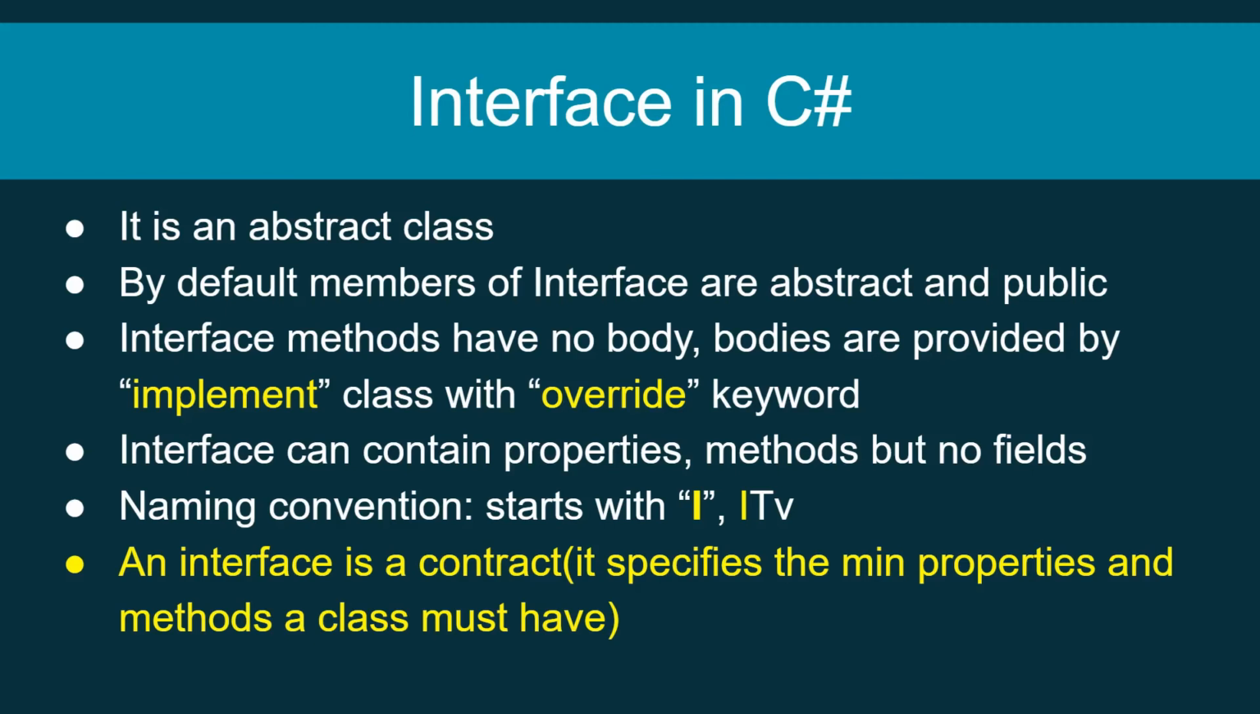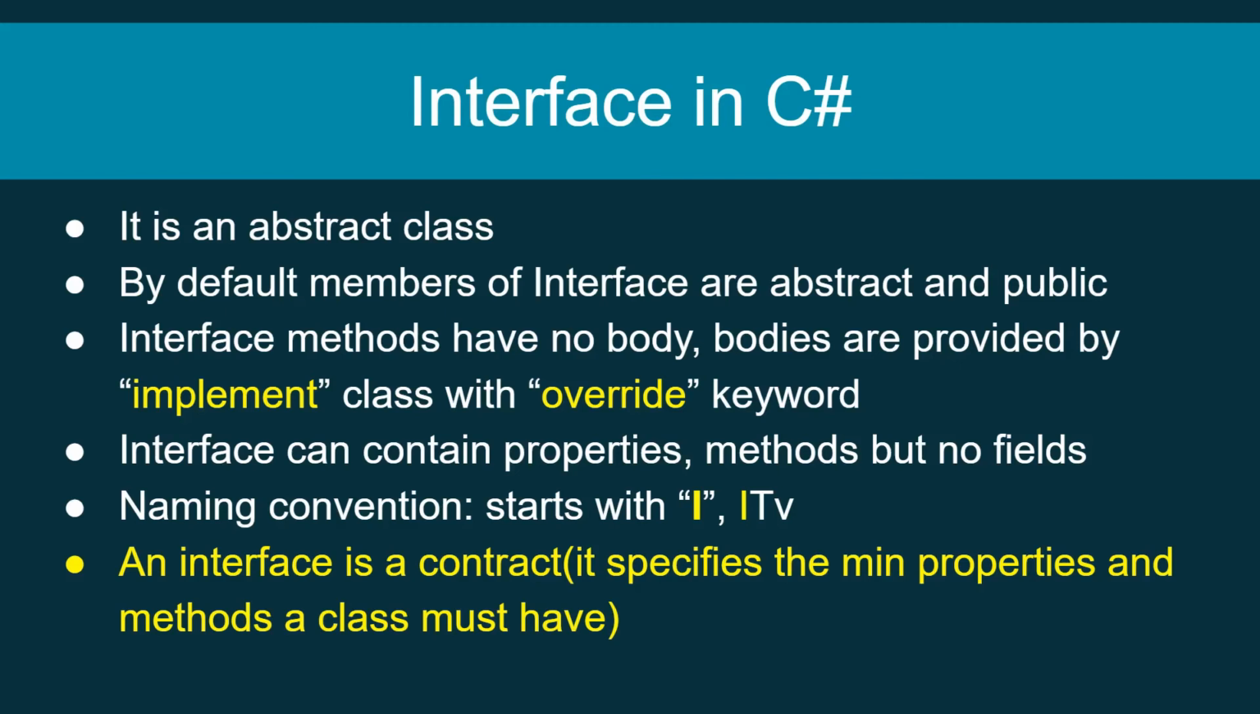An interface can contain properties and methods, but no fields, no attributes. The naming convention for an interface is that you always start with an uppercase I, for example, ITV. An interface is a contract. This is very important, that you understand that an interface is not like a normal class. It is just a contract. It specifies the minimum properties and methods a class must have.